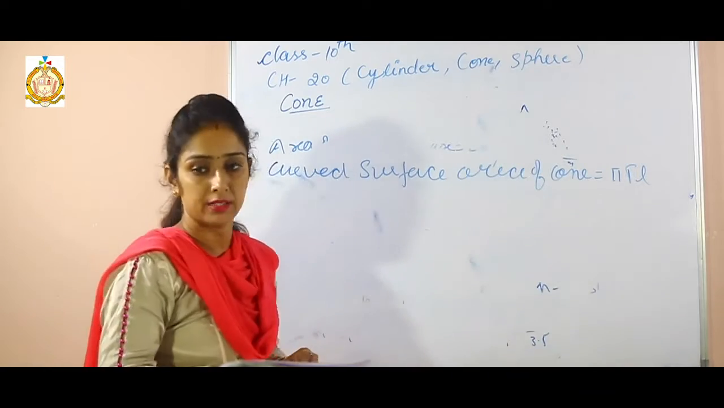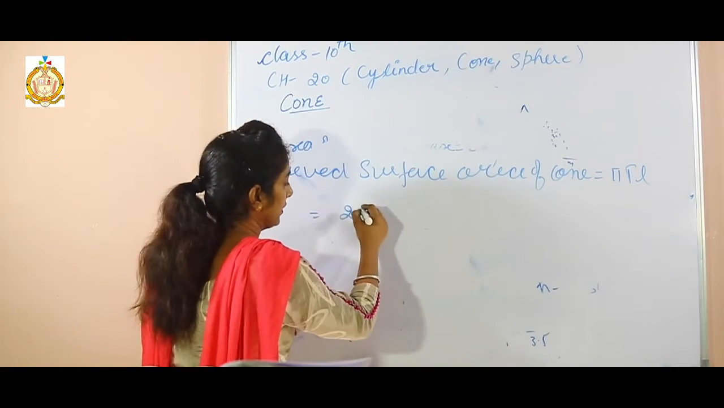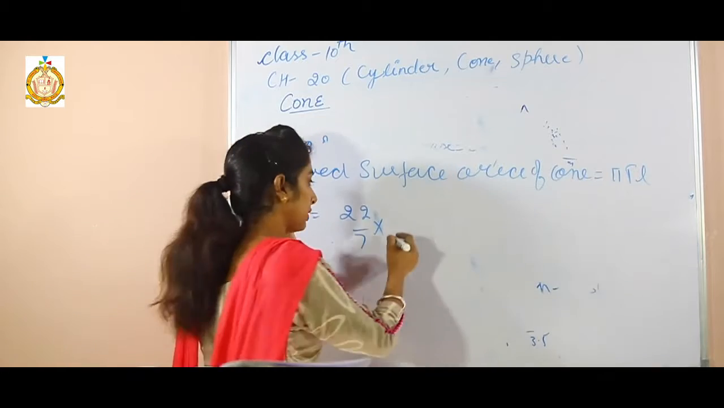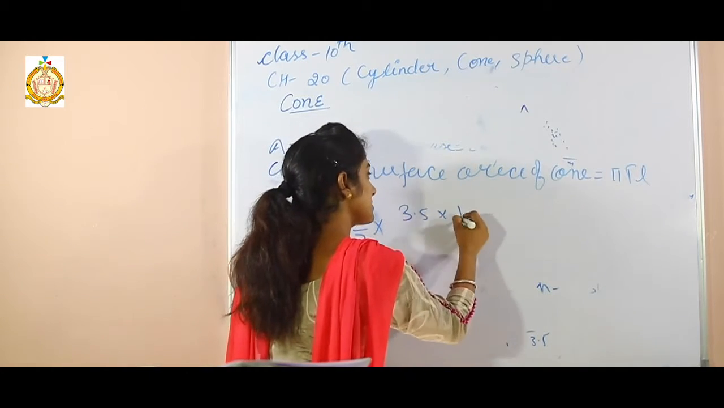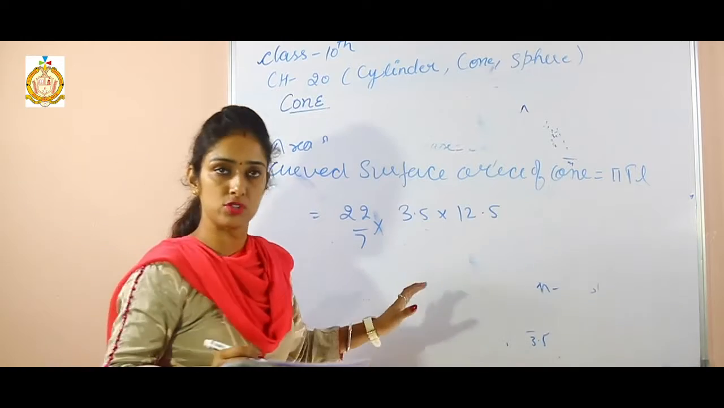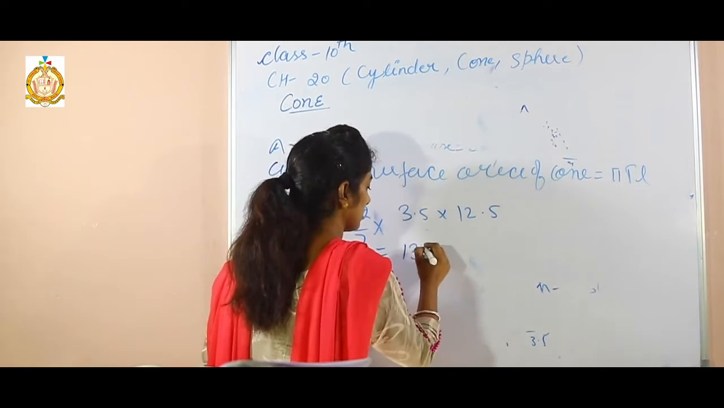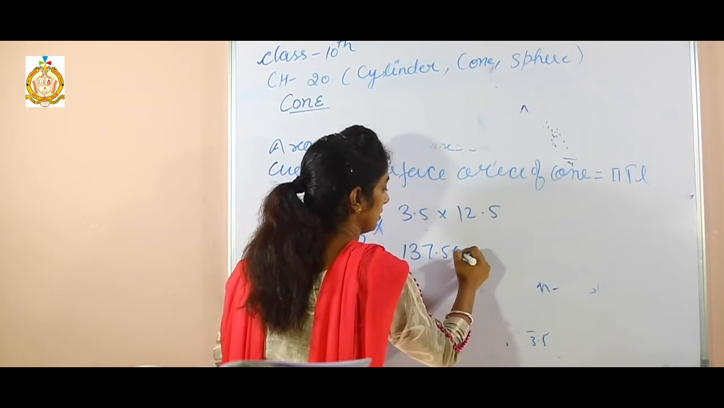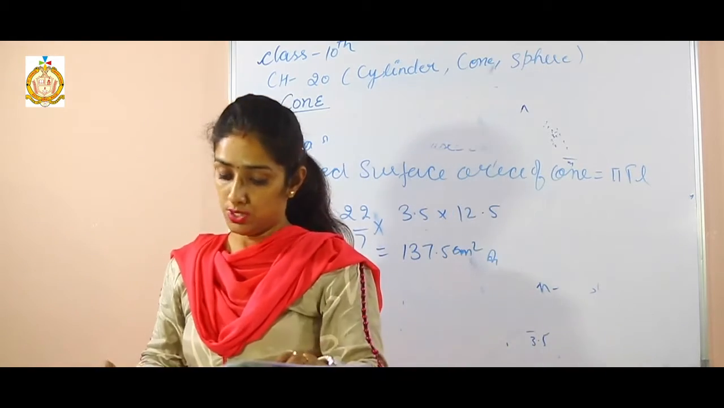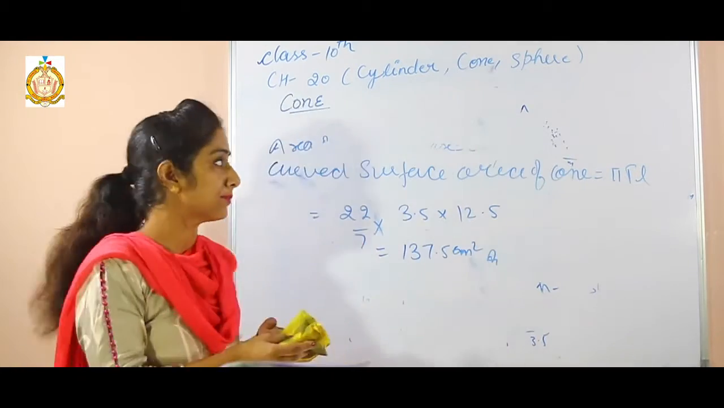L, that is 22/7, R is 3.5 and E is 12.5. After solving it, you get an answer like this. Okay. Now, come on to the third concept.